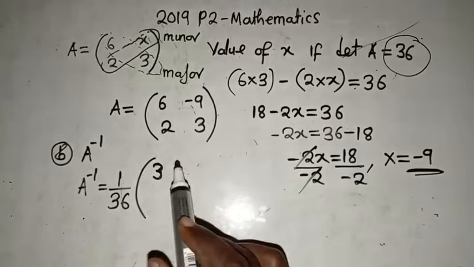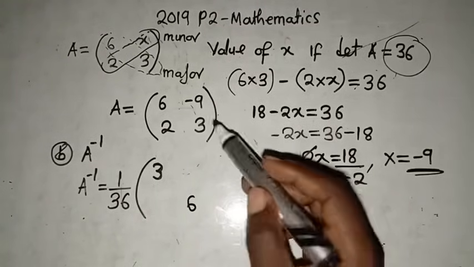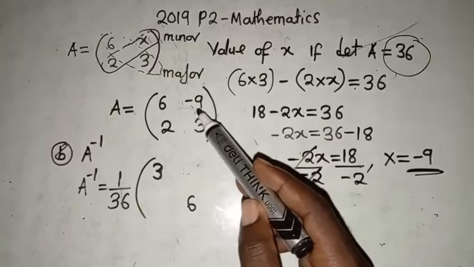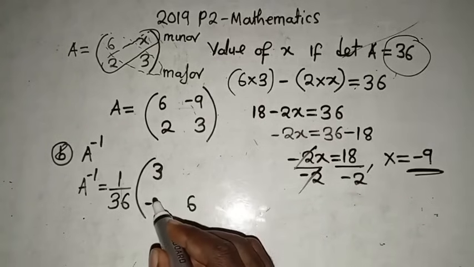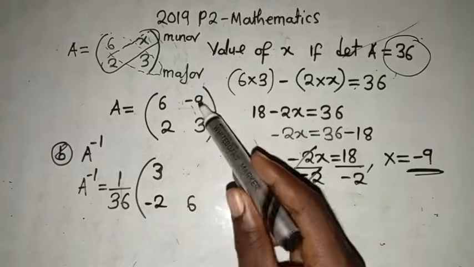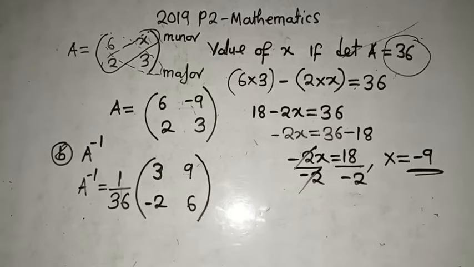Positions will swap. The 3 goes on top, the 6 down there. Then what happens to the minor diagonal? Signs are going to change. This is a positive, it becomes a negative. That one is a negative, it becomes a positive. You're going to have something like this.